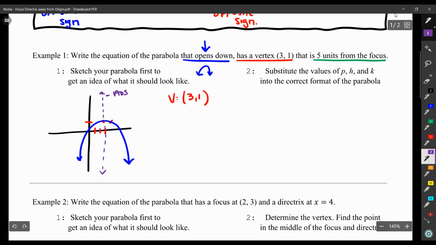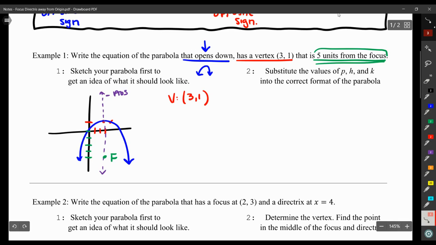Now that I have the basic idea of the function, I can talk about the focus. So now that I know that it opens down and I know that the vertex is 5 units from the focus, I know that the focus has to be 5 units below the vertex. And the reason it's below the vertex is because the focus is always inside your parabola. The directrix is on the outside. So I need to plot this coordinate 5 units down. So 1 unit, 2 units, 3 units, 4 units, 5 units away from the vertex.